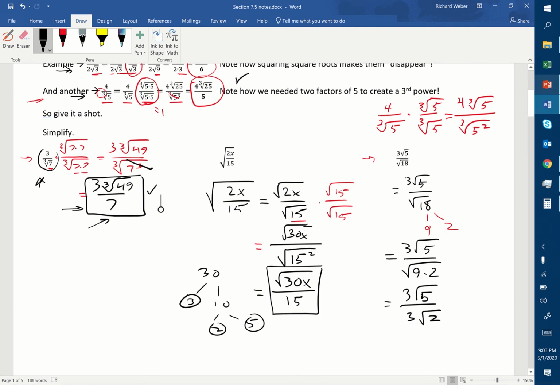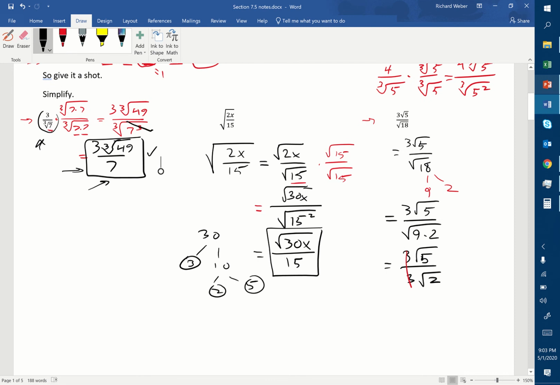Mr. Weber, yes. Mr. Weber, yes, student, what is it? Can I cancel the 3's? Can you? Are they one radical, one's not? No, those are raw 3's, you bet. Great idea. They're gone. We just simplified the problem, and now it's really looking like the square root of 5 over the square root of 2.